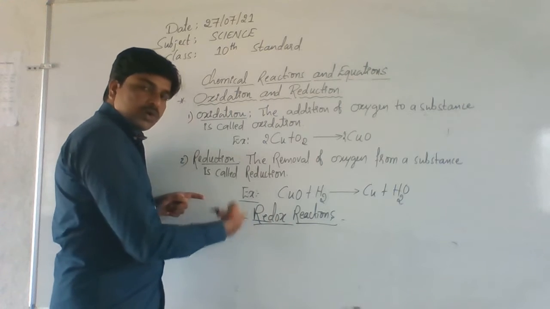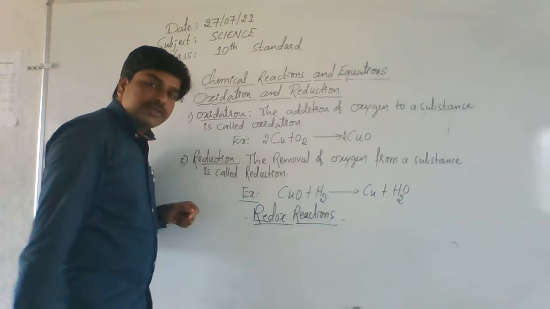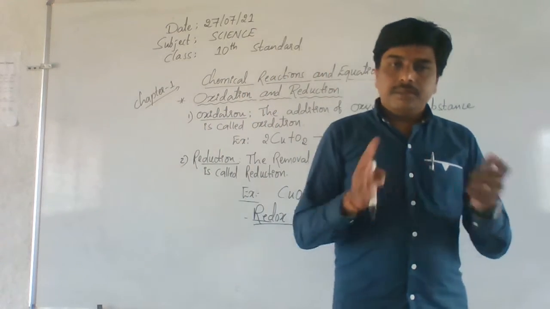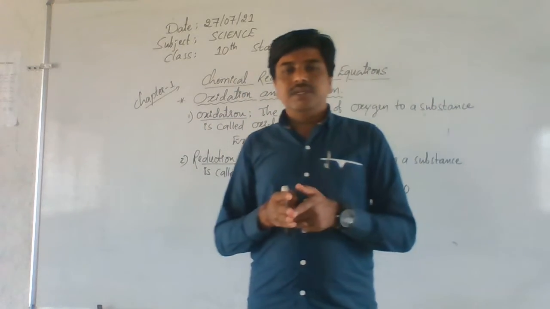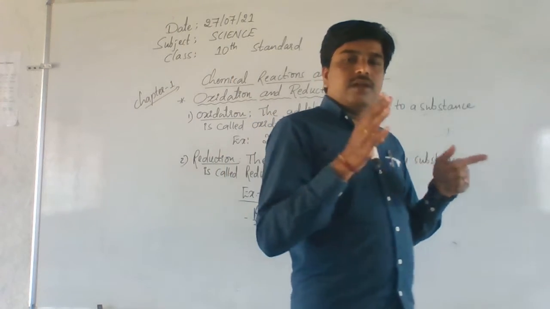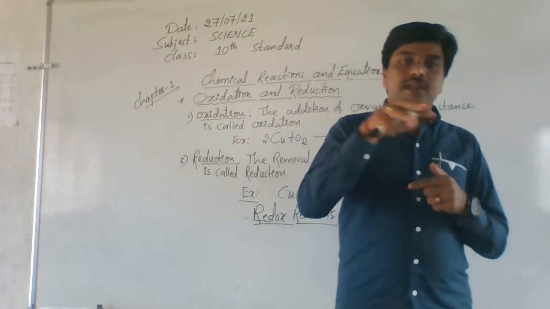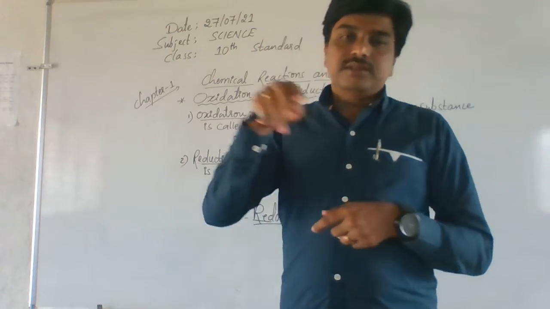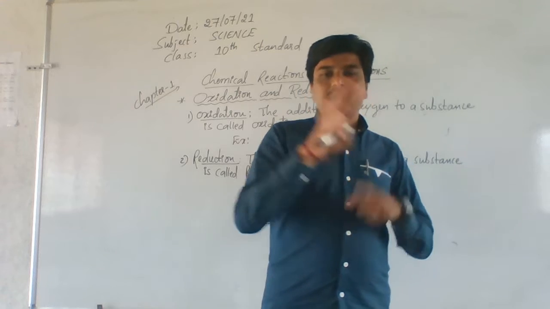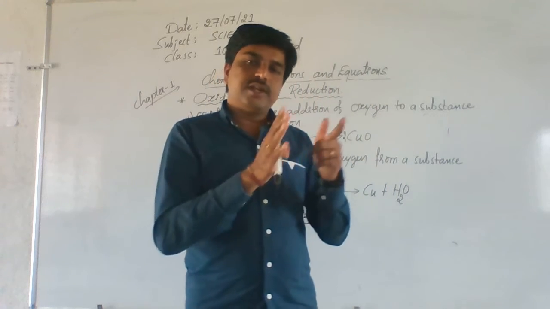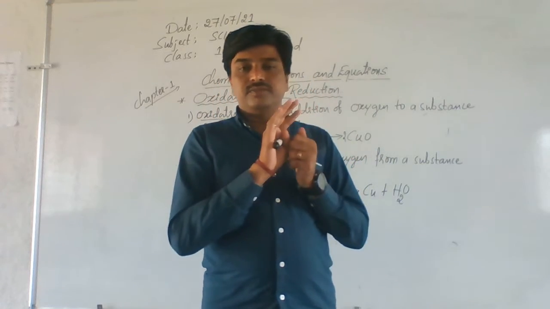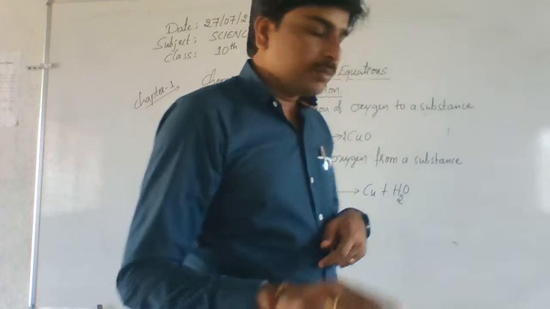So such reactions are called what? Redox reactions. That means sometimes this oxidation and reduction takes place simultaneously. Understand? Both can occur in a single reaction, even oxidation and reduction. Such reactions are called what? Redox reactions. Understand? See, I will give one example for you.